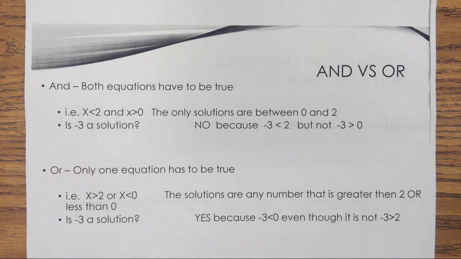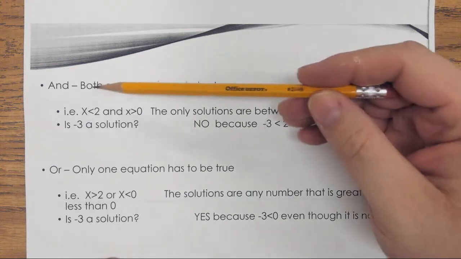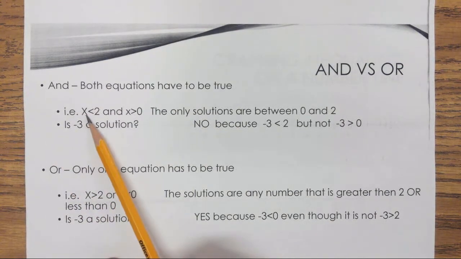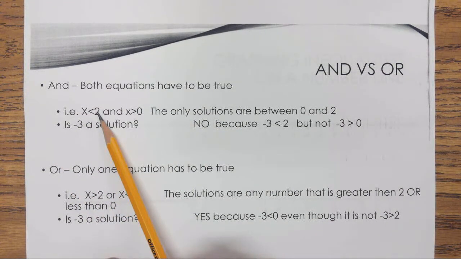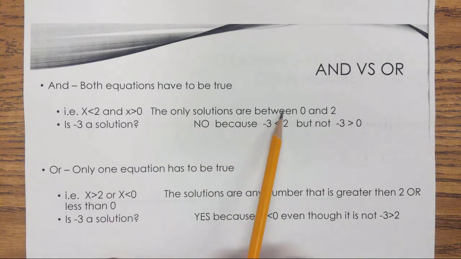So let's talk about what the word and what the word or means. And means that for the statement to be true, both equations have to be true. In other words, if x is less than 2 and x is greater than 0, the only solution is between 0 and 2.